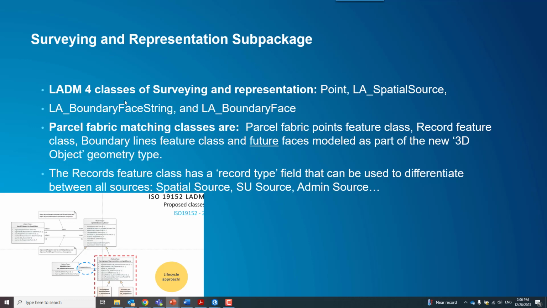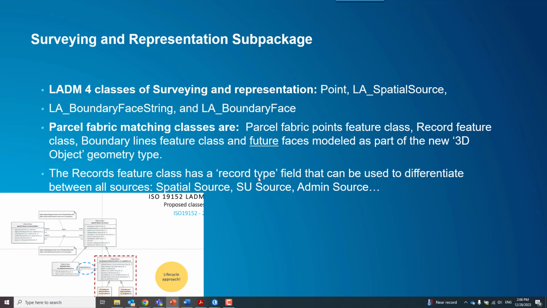Surveying and representation, we have boundary lines, we talked about them. We also have boundary lines, called phase string and boundary phase and special source. So everything is also in the Parcel Fabric. We also, for the records, have a field called record type. You can use it to distinguish between the different sources, right? Since we have one physical table, you can specify this is a special source or this admin source.